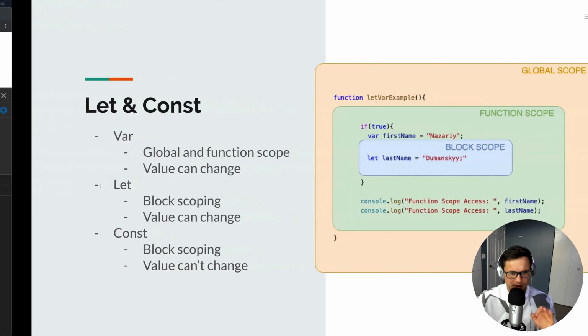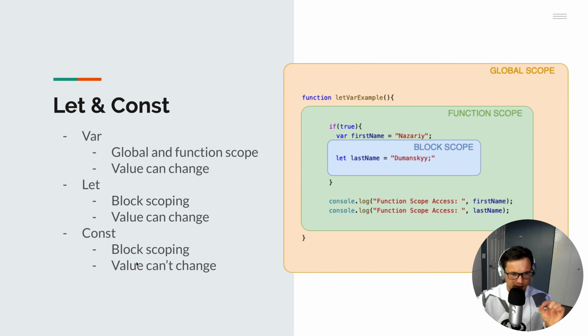What do you think will happen now? Now, let and const, the main difference between them is the fact that with let, or even var, the value can change. So you can redefine the value when you initially set it. However, const, once you set the value, you cannot really change the value. That's it. It's a constant. Think of it as it's a constant.